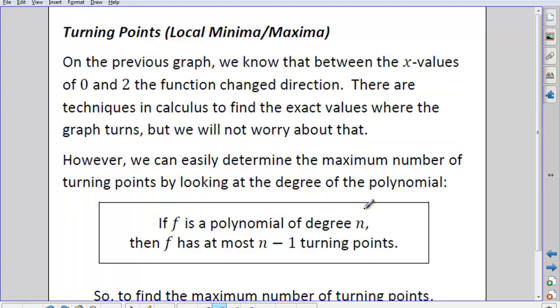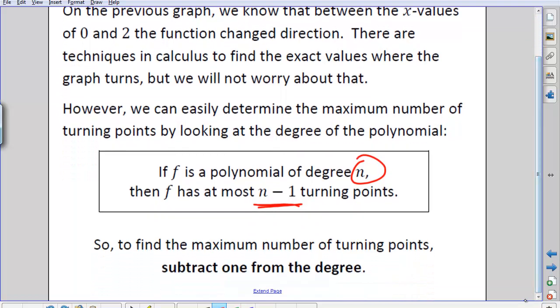Okay, next concept, turning points. This is pretty simple. Turning points are exactly what you think they are. You can think of them as local minima and maxima. We've talked about those before. The peaks and valleys in the graph. And there's a really simple concept that says if you've got a polynomial function of some degree n, your graph will have at most n minus 1 turning points. So basically, to find the maximum number of turning points, subtract 1 from the degree. It's 1 less than the degree.